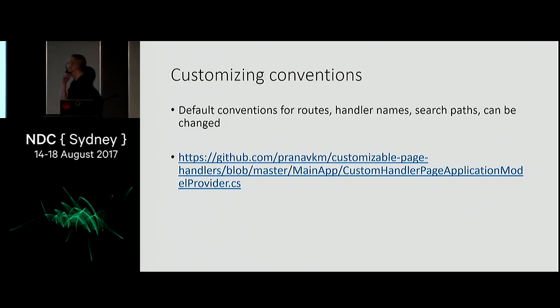As I said, you can change the convention. So if anything in there offended you only because you didn't like the fact that I called it a handler, or you didn't like the names of the methods, but you kind of like the overall thing, you can just change it. So Pranav, who is one of the developers on Razor Pages, he has a GitHub repo at pranavkm, customizable page handlers, and he has an example there of using the page conventions type to basically change a whole bunch of stuff around how stuff is found. There's also a bunch of good community blog posts about how to do this as well.